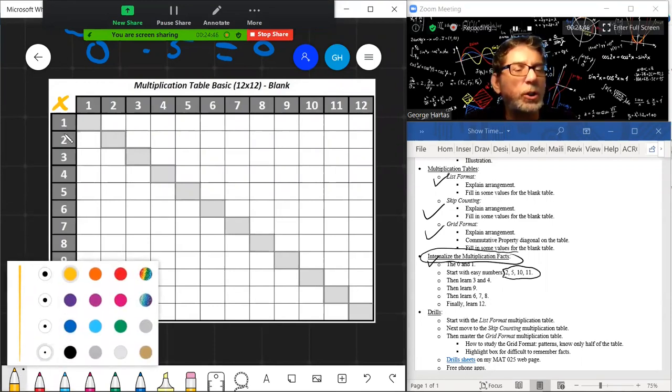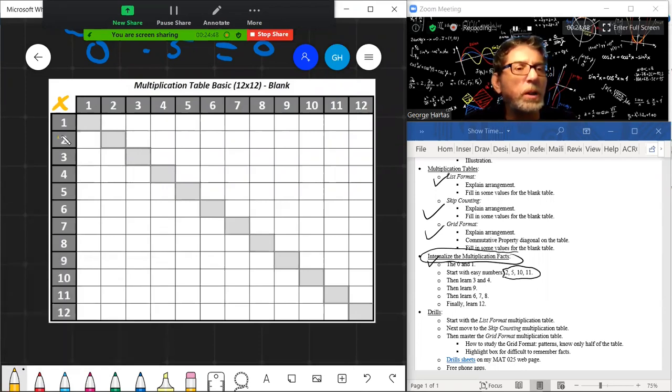So 2 times 1 is 2. 2 times 2 is 4. 2 times 3 is 6. 2 times 4 is 8. 2 times 5 is 10. 2 times 6 is 12.